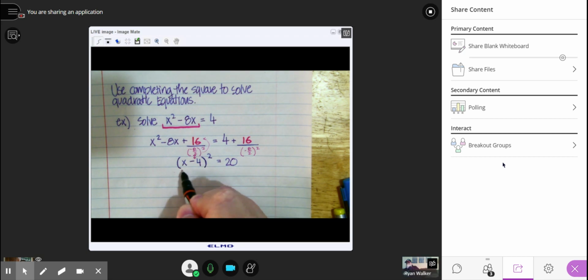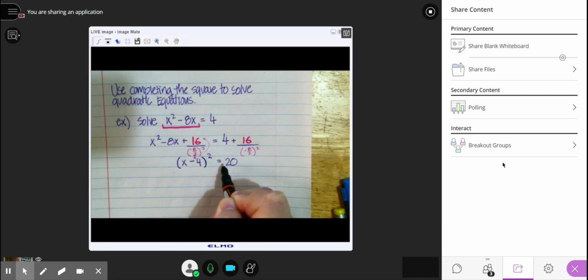Okay, so what we're looking at here is a perfect square that's equal to 20.